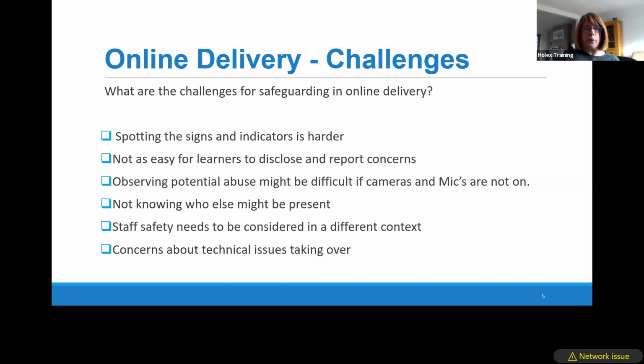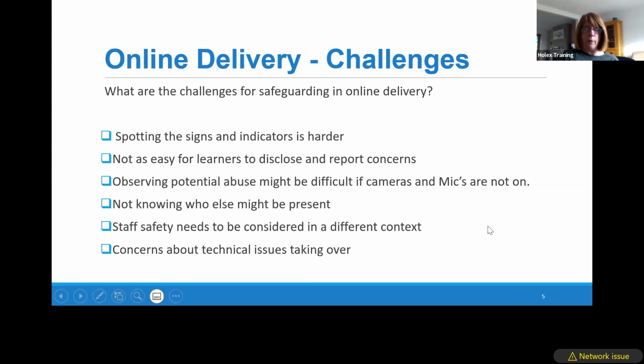You also don't know who's present in the room. There could be somebody who is responsible for domestic abuse in the background. Staff safety needs to be considered in a different context. Taking someone into a breakout room in a way is very similar to having a tutorial with them on your own in a classroom. And there's huge concerns about technical issues taking over.